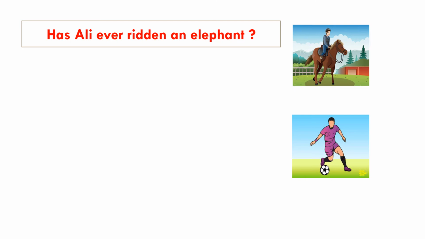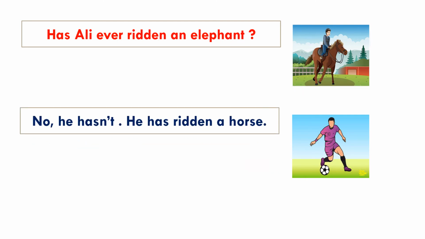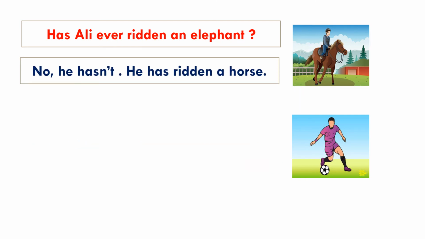Some exercises about present perfect and past simple. Question. Has Ali, look at the picture please. Has Ali ever ridden an elephant? Look at the picture. This is elephant. No. We say no, he hasn't. He has ridden a horse.